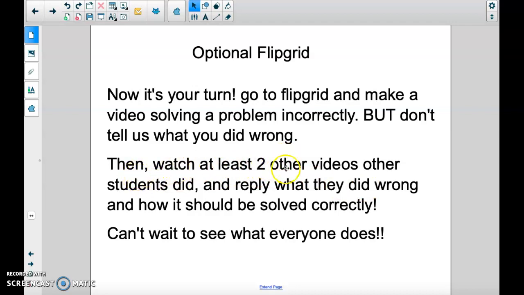After you've done that, watch at least 2 other videos, try to figure out what they did wrong, and then show them how to do it correctly. All right, I'm really hoping we do this. I know it's a little bit extra. It shouldn't take too long though, because I'm looking forward to seeing what you did, and I'm hoping to figure out what you did wrong and fix it.